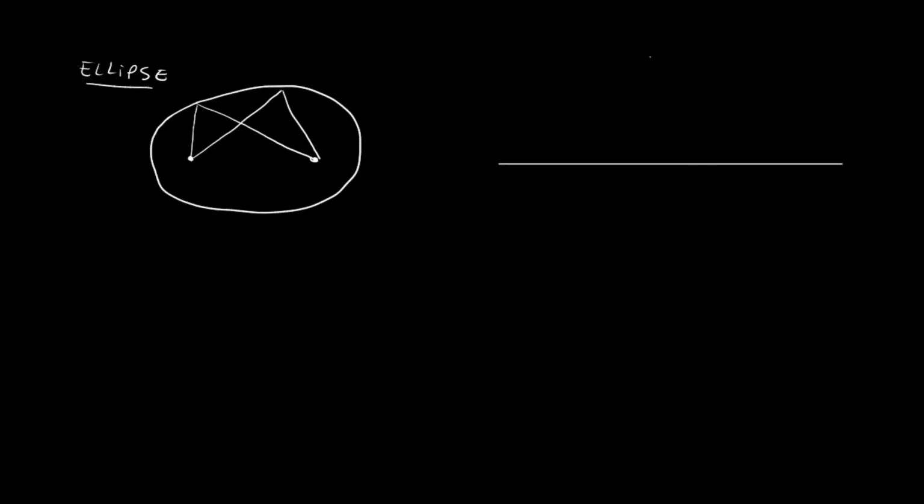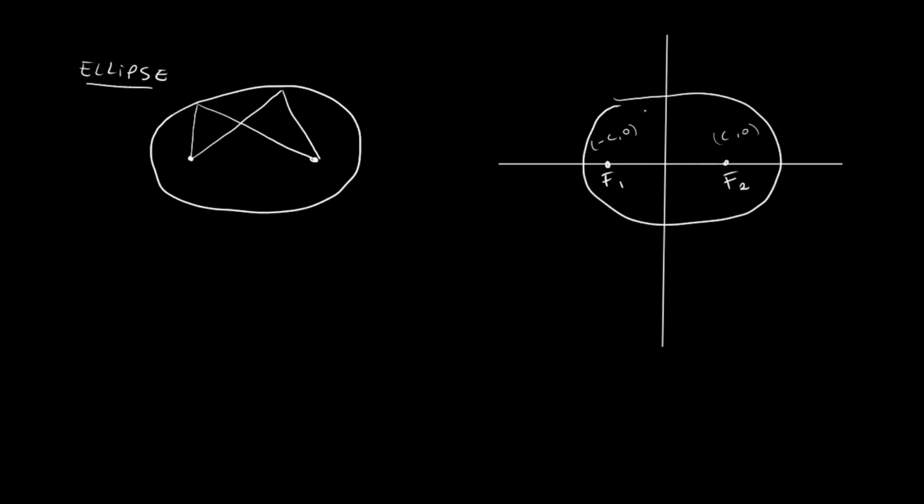To start working on the formula, let's imagine our ellipse is centered at the origin (0,0). Let's say it has one focus at (-c,0) and the other one at (c,0), and let's call these points F1 and F2. Now let's grab a point P on the ellipse with coordinates x and y. P is at the green distance from F1 and the pink distance from F2.